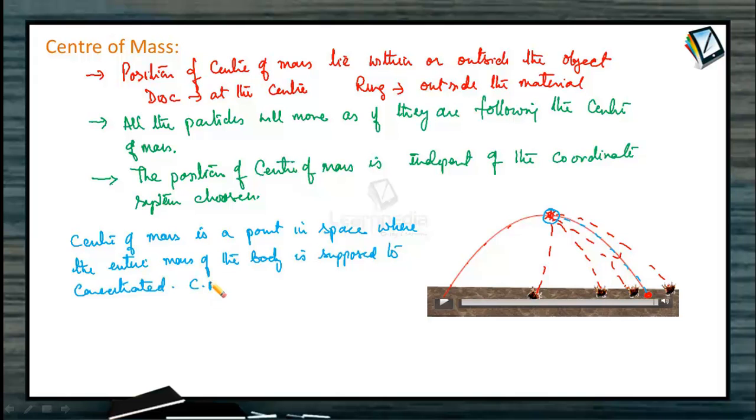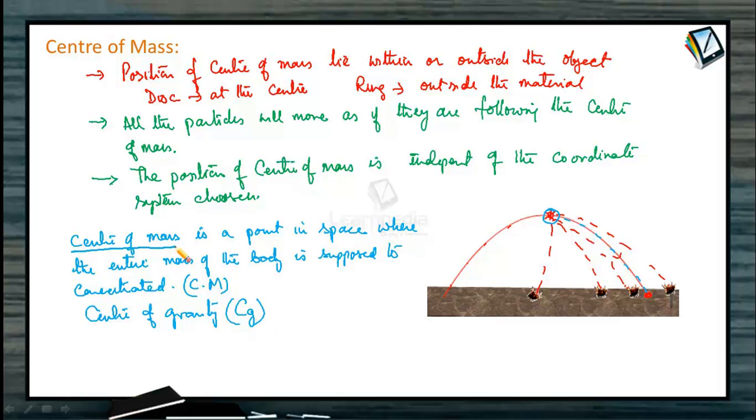Remember, it is different from the center of gravity point. We will study in more detail about the center of gravity, which we call the CG point. Center of gravity is the point where the force of gravity acts on the body, whereas center of mass is a different point. It is a point in space where the entire mass of the body is supposed to be concentrated. Remember this particular point. Now I think you have followed what the center of mass is.